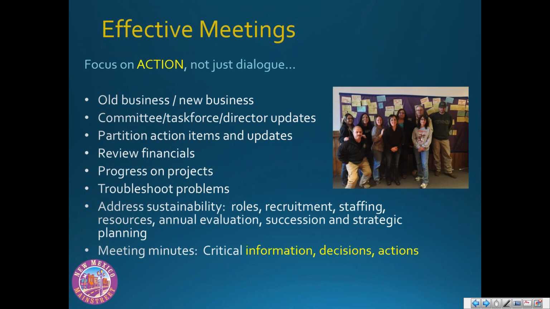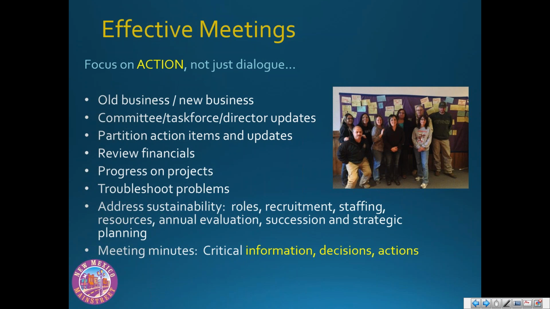Effective meetings. I can't tell you how many times I've heard board members tell me that the reason for their exiting the organization is because they spend way too much time talking and not enough on action, right? So effective means focus on action, not just dialogue, right? You can structure your agendas in a number of different ways.